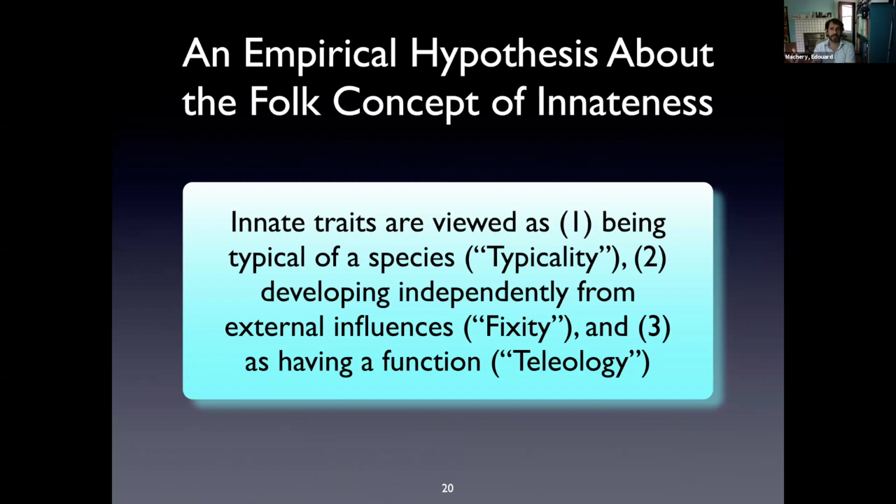It's going to be species typical, universal if you want: typical of a species, found across most members of a species. It's going to be what we call fixed, meaning it's going to develop independently of the environment. In all environments, the trait is going to develop. And it's going to be useful. It's going to have a function, what we call teleology. So innate traits on this view are those traits that are the expression of an inner nature, and those traits are going to be species typical, fixed, meaning they develop independently of the environment, and they're going to have a function.